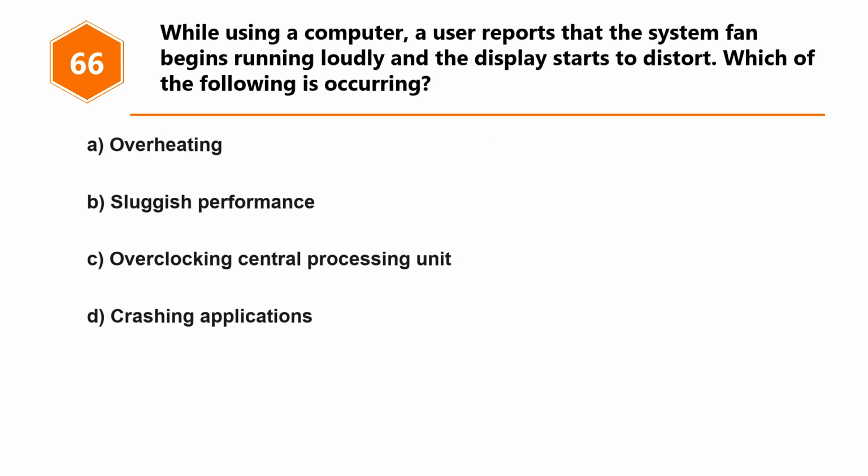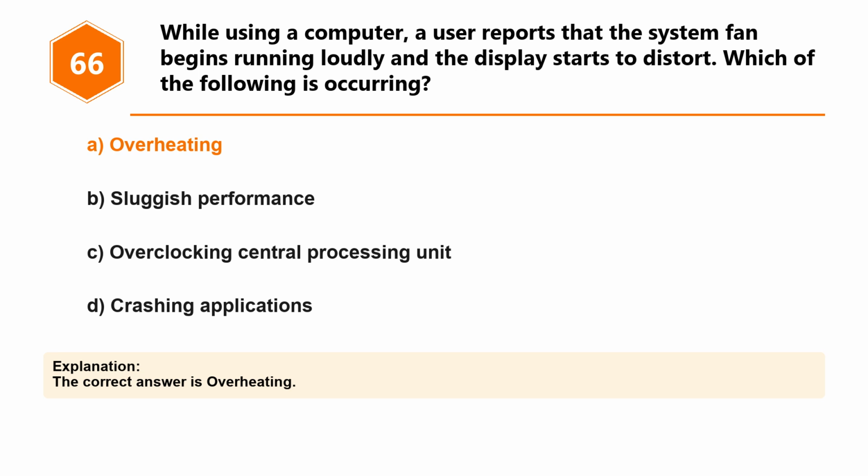Question 66. While using a computer, a user reports that the system fan begins running loudly and the display starts to distort. Which of the following is occurring? Option A, overheating. Option B, sluggish performance. Option C, overclocking central processing unit. Option D, crashing applications. The correct answer is option A, overheating.